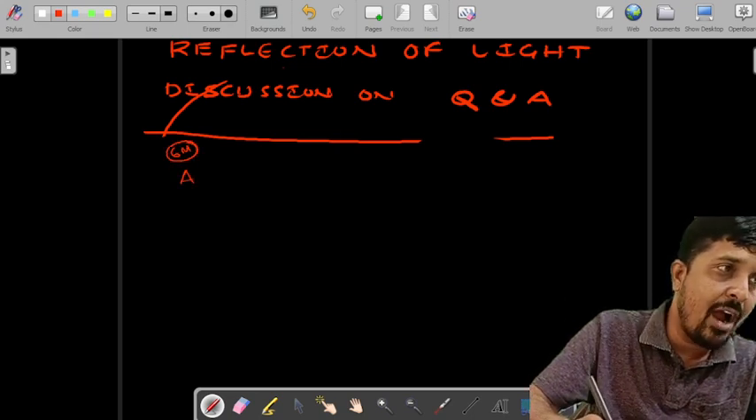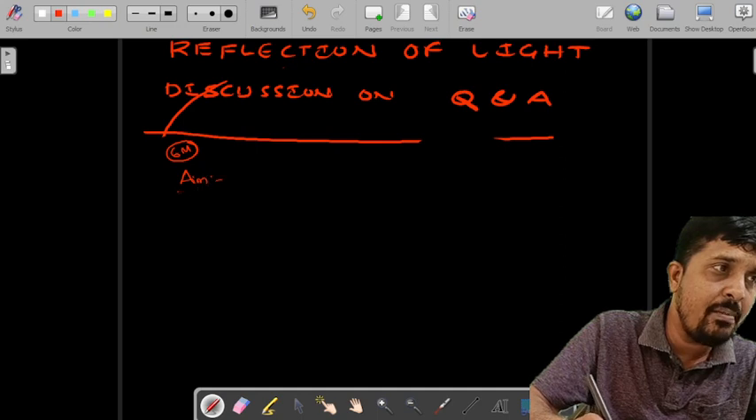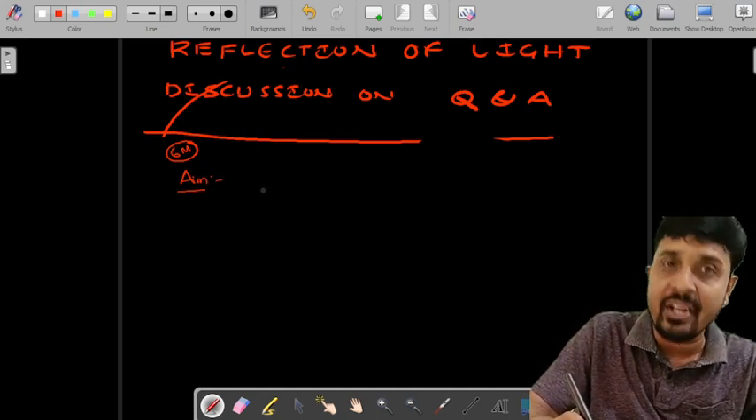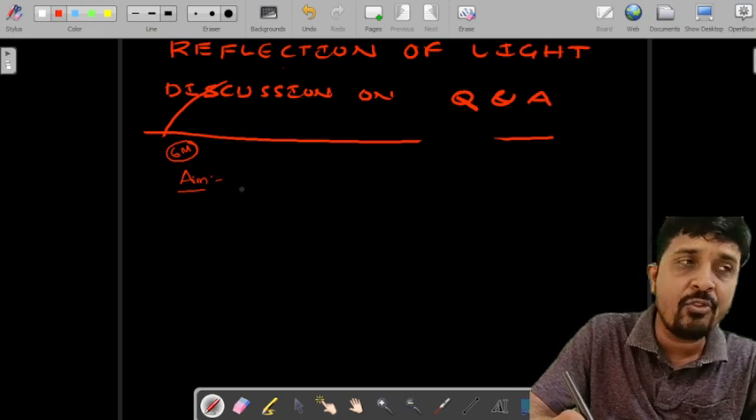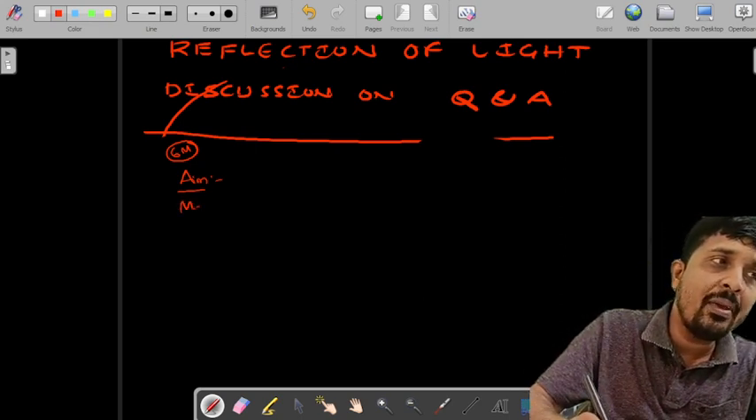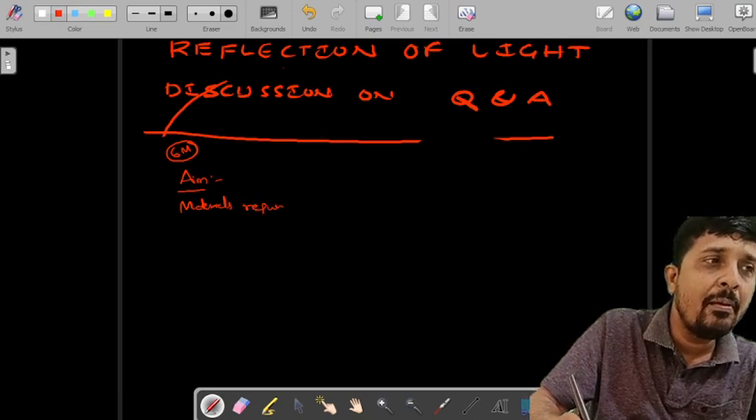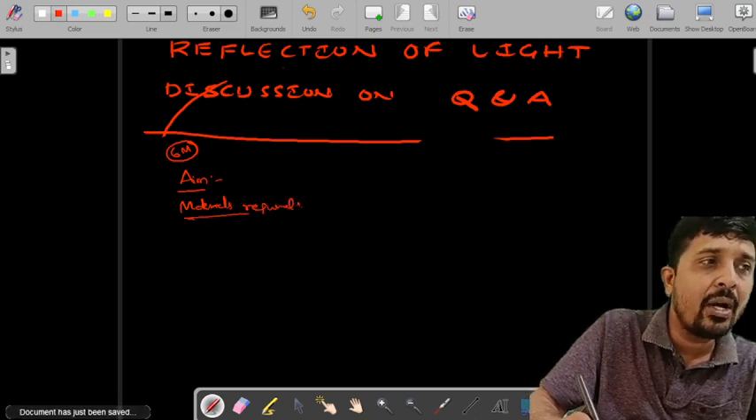First of all, we have to write our aim. So what is our aim? Aim is to find the focal length of a concave mirror. Afterwards we are going to write what are the materials required to conduct this experiment.